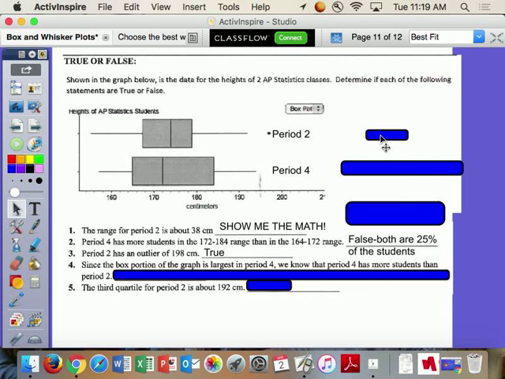Since the box portion of the graph is largest in period 4, we know that period 4 has more students than period 2. It's 25% of the data. Does that really mean that they have more kids? That just means that their data is farther apart.